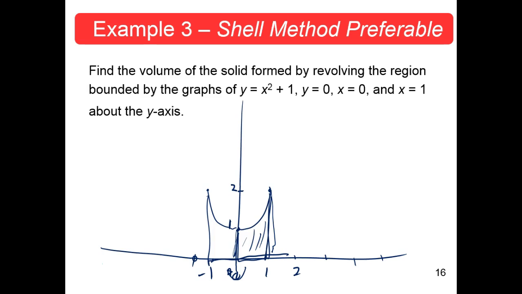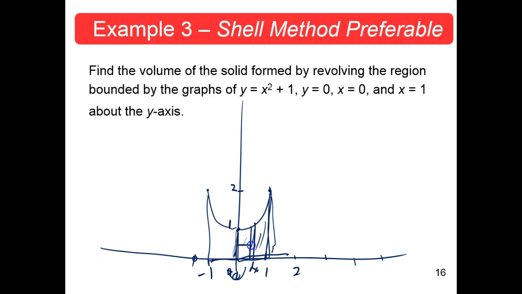So I think here, the shell method might be better. Taking a dx, your radius is just your x value. Your height is your y value, which is x squared plus 1, already determined that, and your thickness is dx. So I think that's the way I'd like to go. Would you? Okay. So let's take our dx's here.